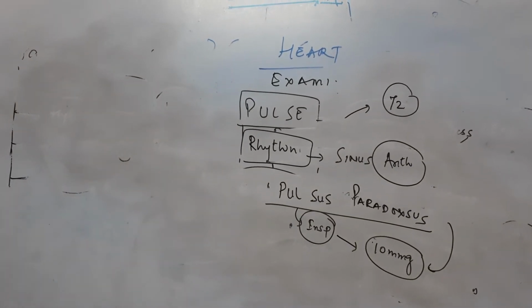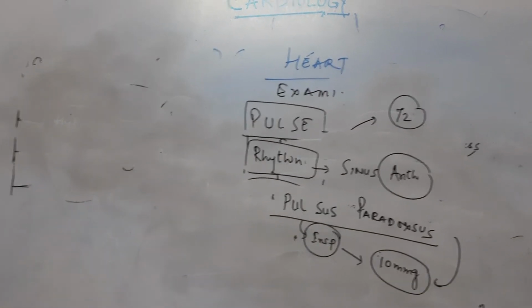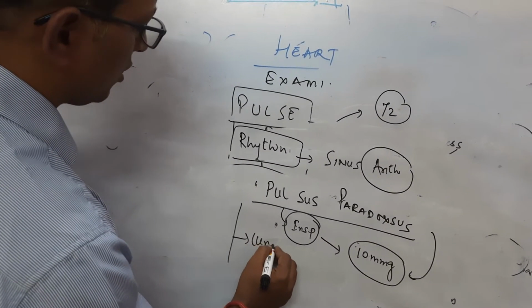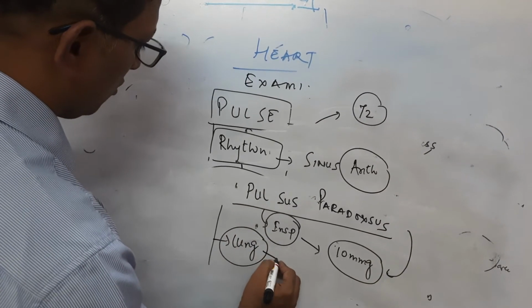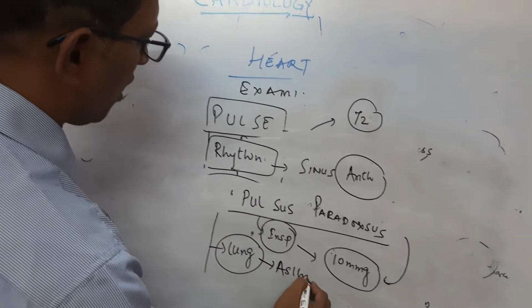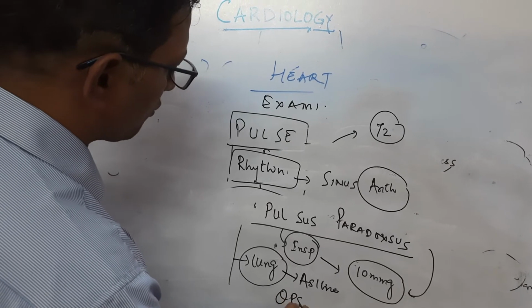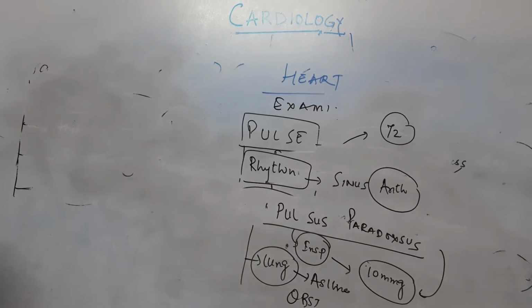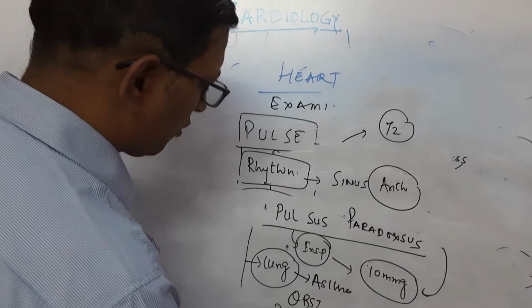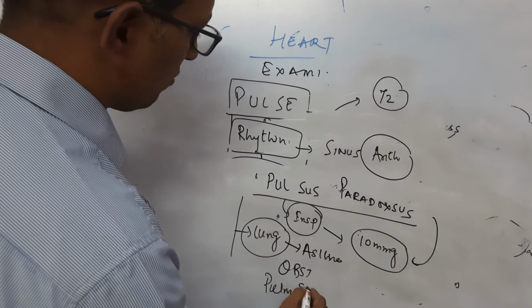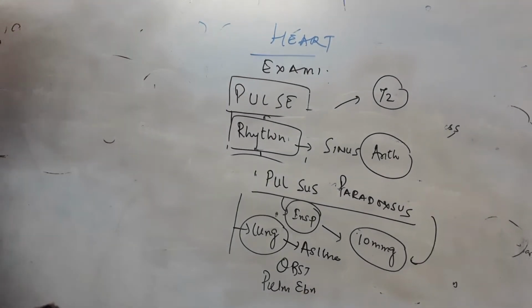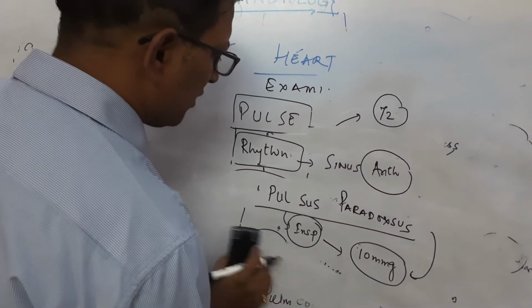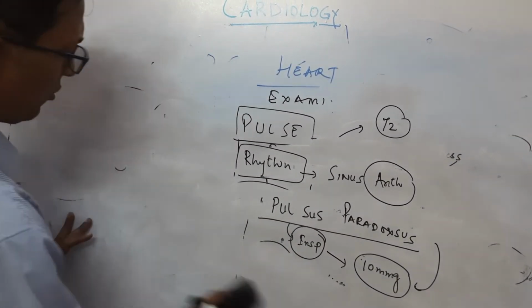So there are two important reasons. First are the reasons from the lungs. These are the most asked questions. This is found under asthma, under obstruction of lungs, and under pulmonary embolism. Even in cases of emphysema, you also find pulsus paradoxus.